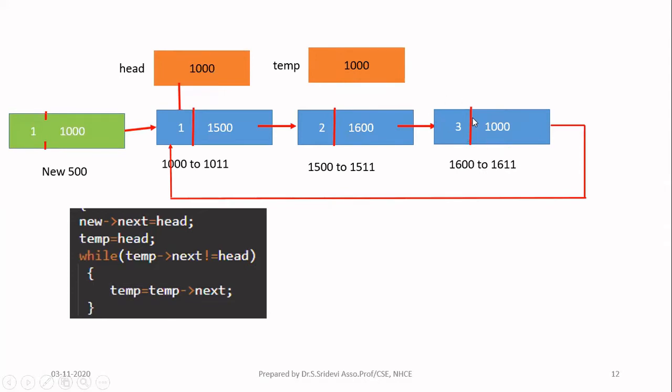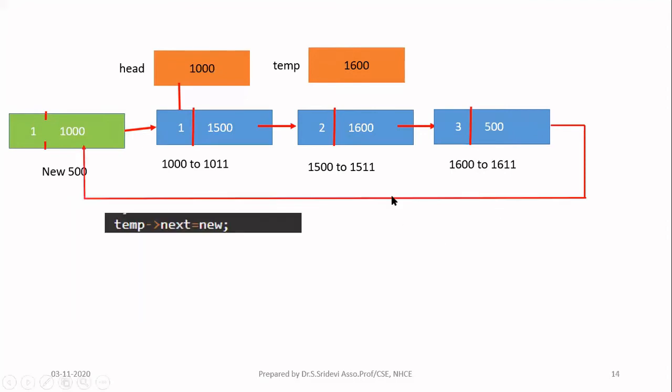So when next of temp is equal to head, I will come outside. Now, let us see, when I come outside, what is my temp value? Temp is 1600. Why? Because in 1600 only, in the next field, I have 1000, which is the address of the first node. So when I come outside this loop, my temp will have the value 1600. Now these lines are over. Next, what do I have to do? Still, my diagram is like this only. There are certain changes I have to do.